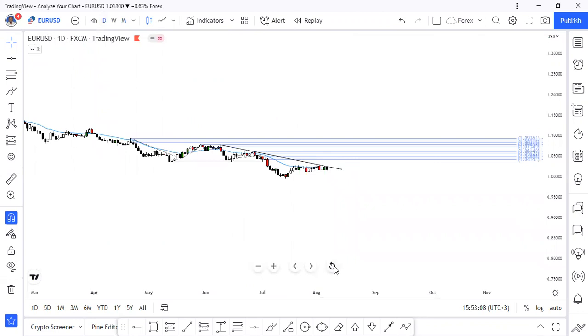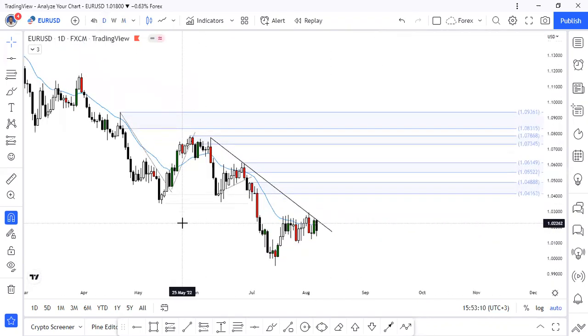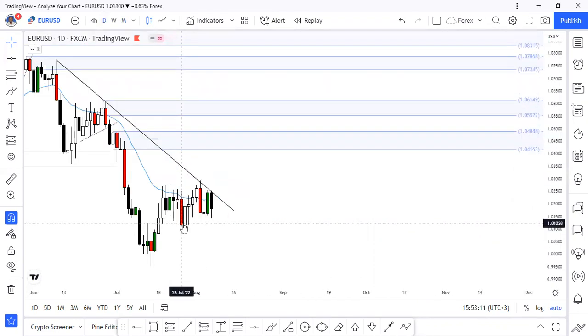Same as on the daily time frame. For those who are trading patterns, we can see here we have a clear triple top. This is the triple top around these areas. So it's a nice area to look for selling opportunities. Also, the trend line is still intact.